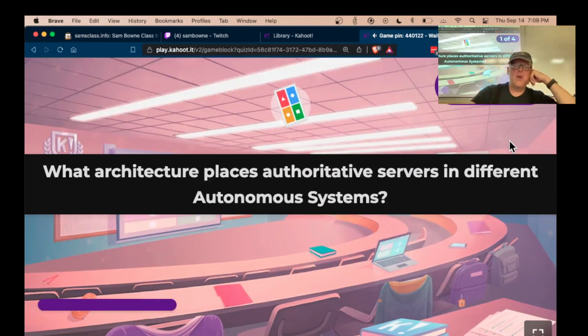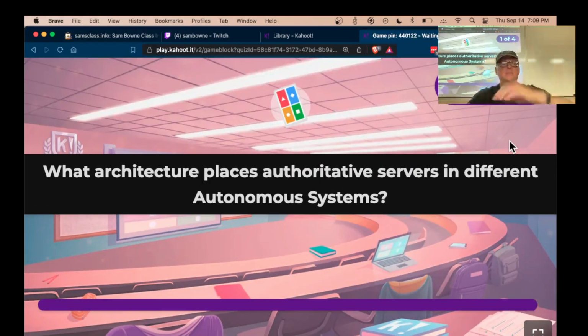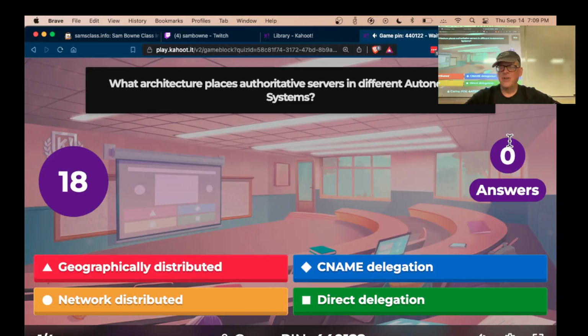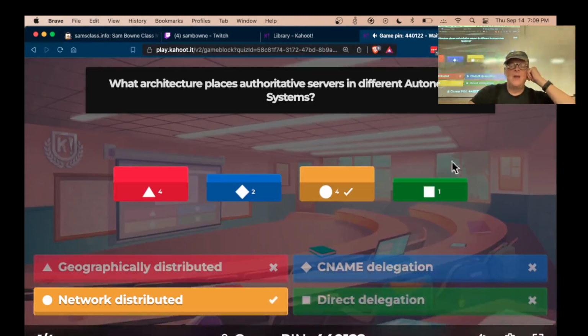All right, so what architecture places authoritative servers in different autonomous systems? Bunch of technical terms. Those are network distributed. Autonomous systems basically mean different ISPs.